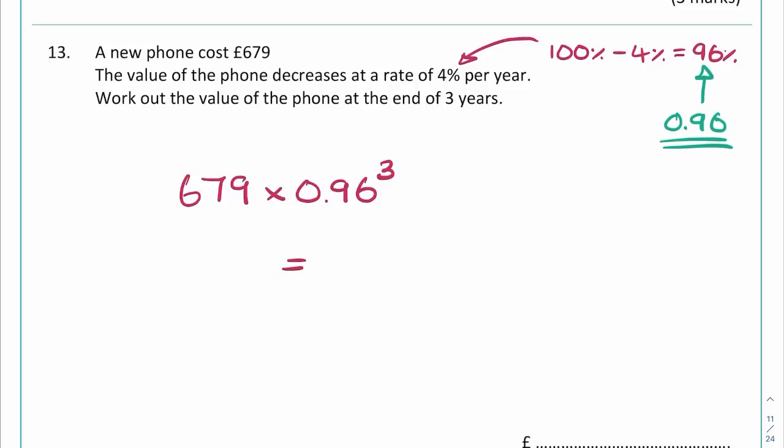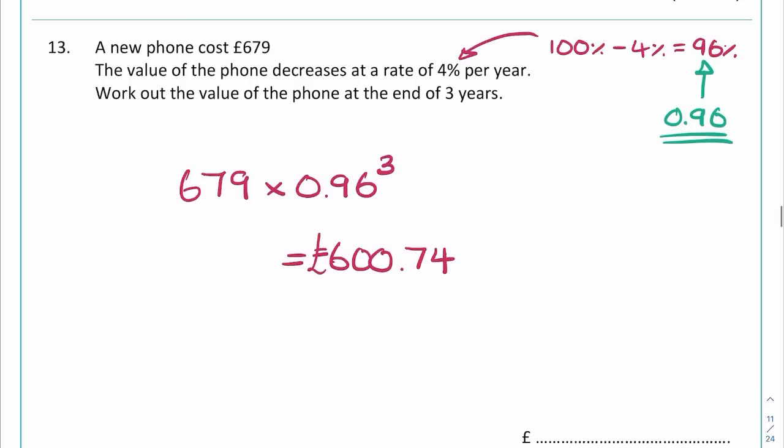It comes out as £600 and 0.735. So we could either say 73p or mathematically round it to 74p. Either answer would be fine there. Both would be accepted, and that would be my final answer.